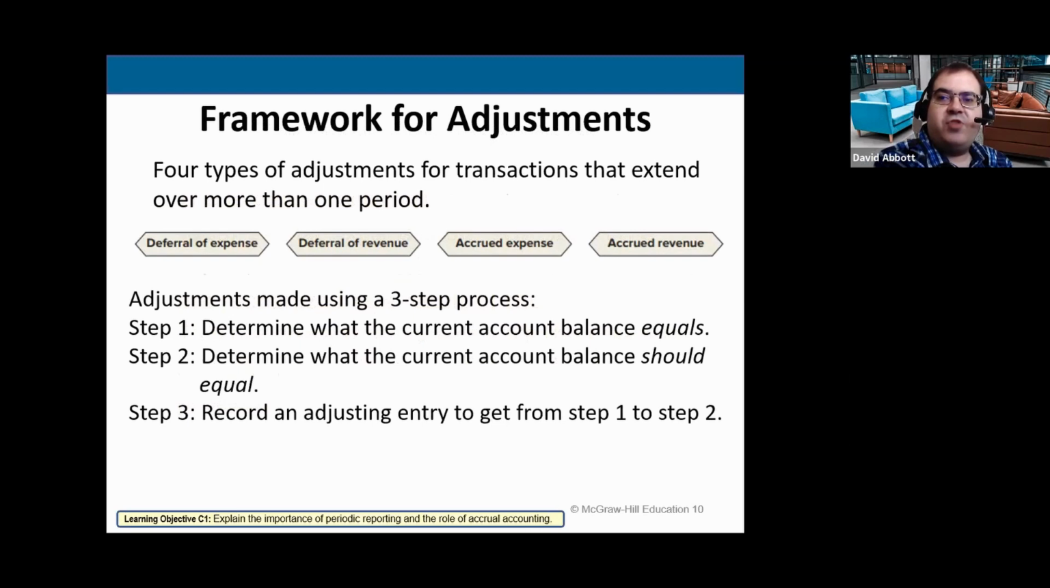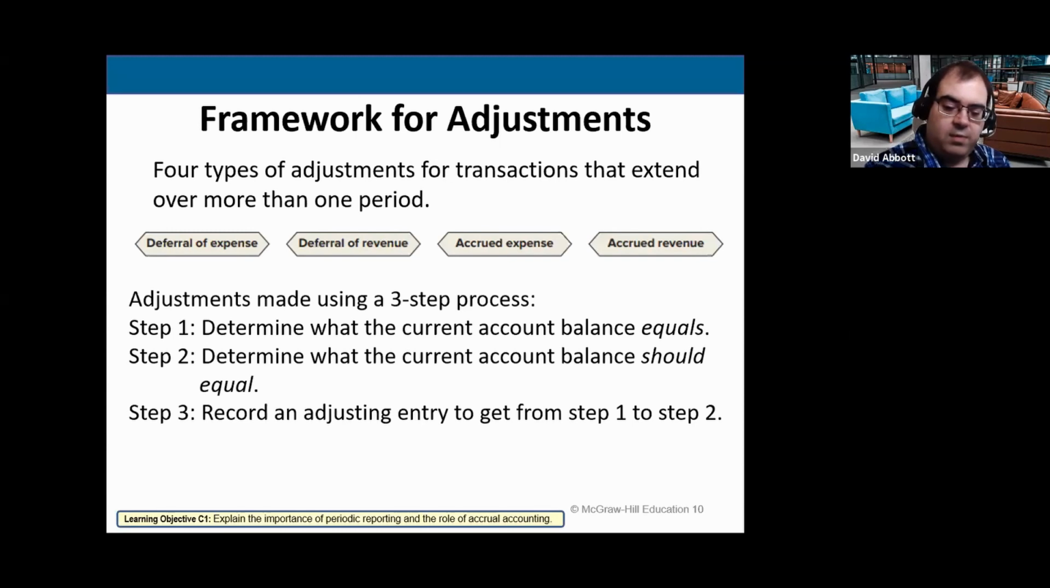And so there are 4 major types of adjustments for transactions that extend over more than one period. So you have deferral of expenses, deferral of revenue, accrued revenue, and accrued expenses. And so the adjustments are made in a 3-step process. First you have to determine what the current account balance equals, and then you have to determine what it should equal, and then you record the adjusting entry to get from step 1 to step 2. And so an adjusting entry is made at the end of an accounting period to reflect a transaction or event that is not yet recorded.